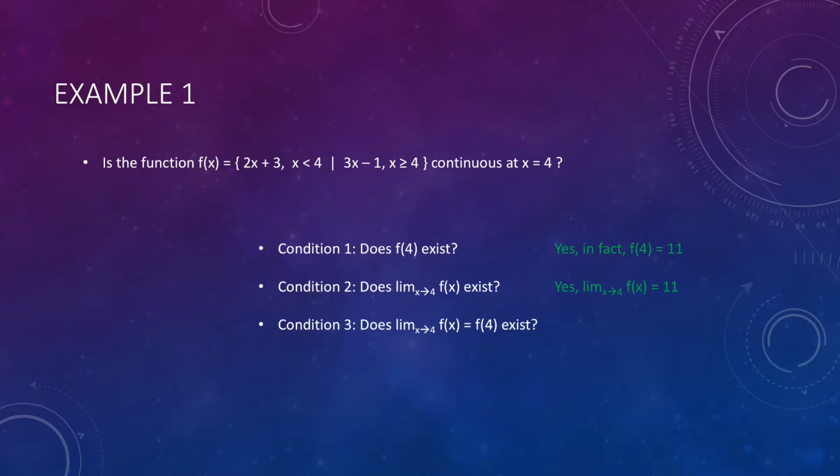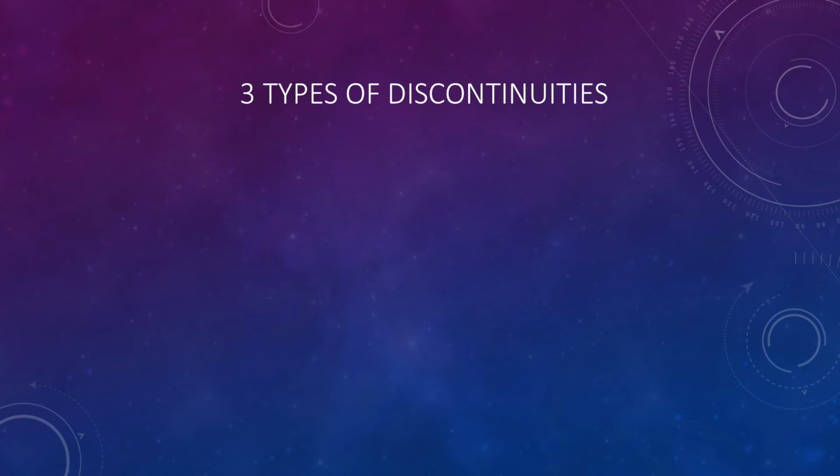Condition 3 is, does the limit at that point equal the value of the function at that point? And we can see from condition 1 and condition 2, yes. The answer is yes. The limit at that point is equal to the value of the function at that point, which is 11. So it's continuous at that point.